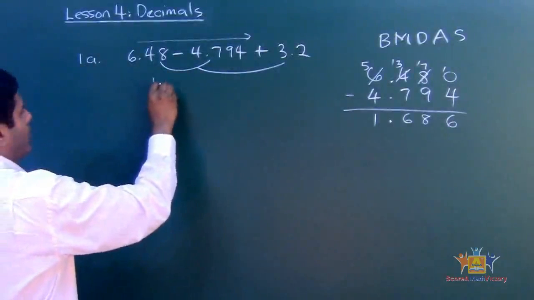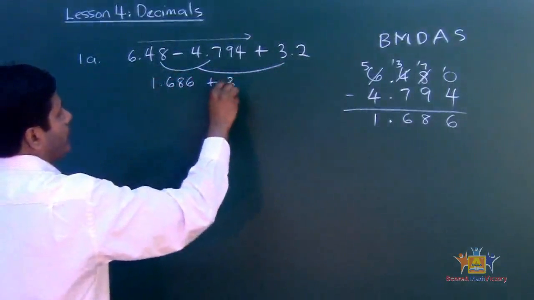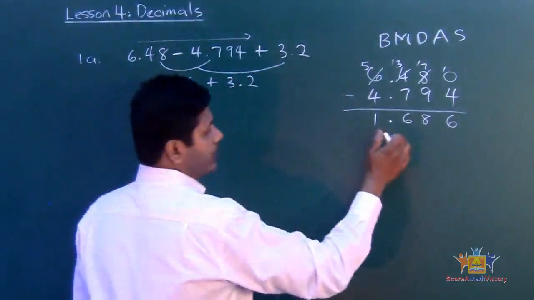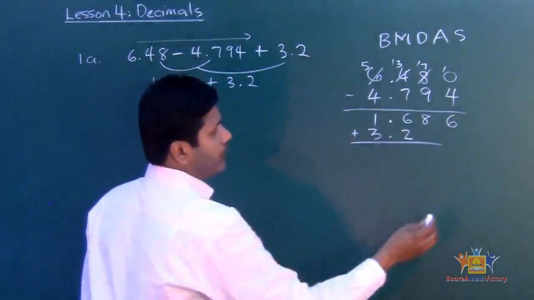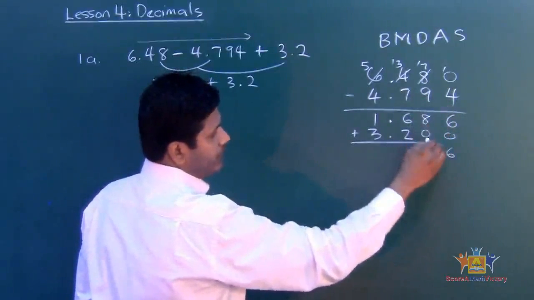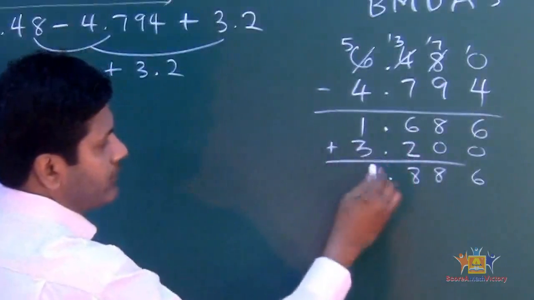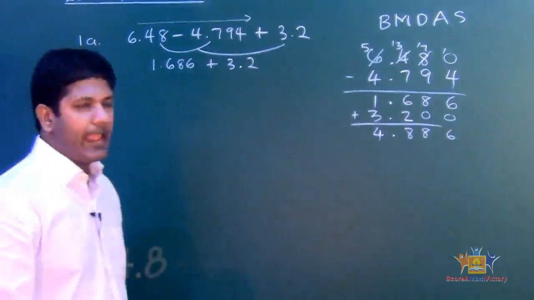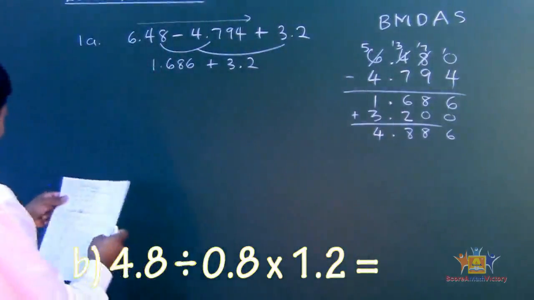Then that means 1.686. Now you're going to add 3.2. So we grab that 3.2, put the decimal right there, and then 3 and 2. We add that. Now you can add 0 behind it. So 6 plus 0 is 6, 8 plus 0 is 8, 6 plus 2 is 8. Bring the decimal down, 1 plus 3 is 4. So your final answer should be 4.886. And I know you got it. Alright, good.